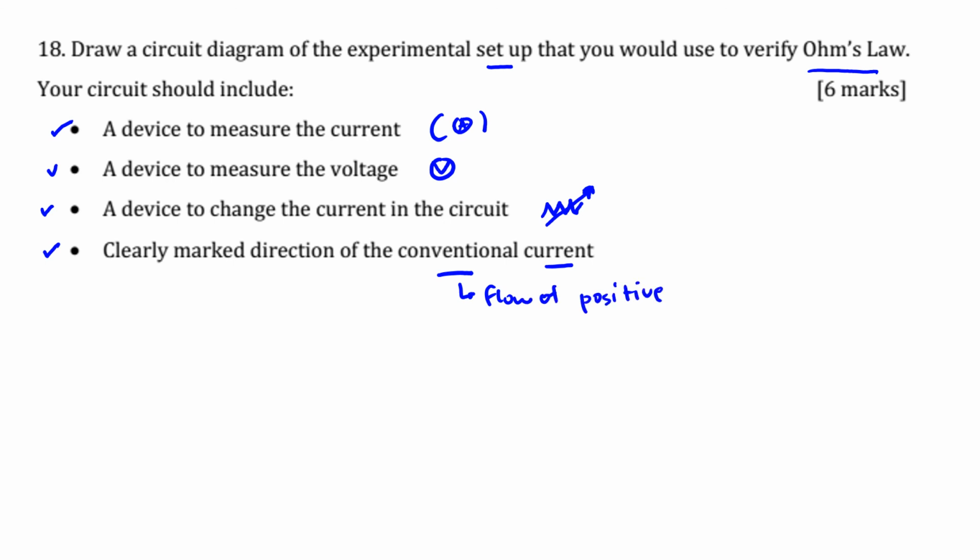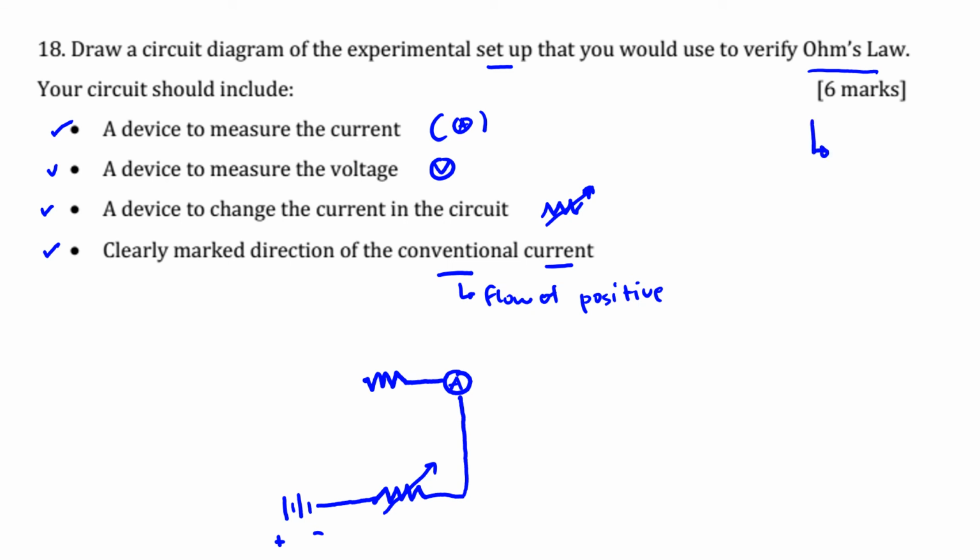Okay, so let's start with the battery. If this is our battery here, this is the positive part of the battery and the negative part of the battery. We will have our variable resistor. This is something that we could use to change the current in the circuit. So we must have an ammeter here, and this ammeter should be connected in series with our resistor, with which we would verify our Ohm's law.